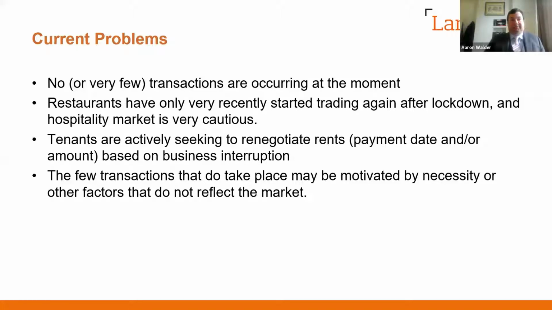Fourth issue is that any transactions that do take place at the moment may well be motivated by factors that are not the norm. So insolvency considerations, business consolidation, matters that have in effect forced a transaction to take place rather than being an ordinary market transaction.